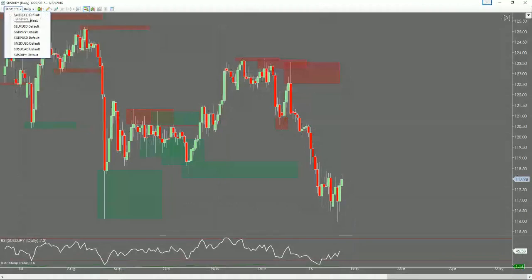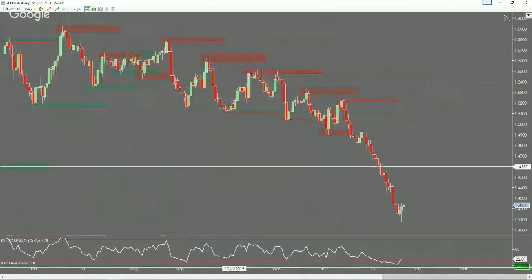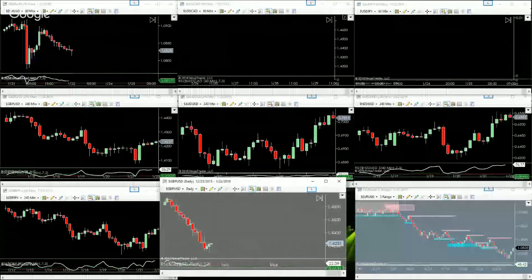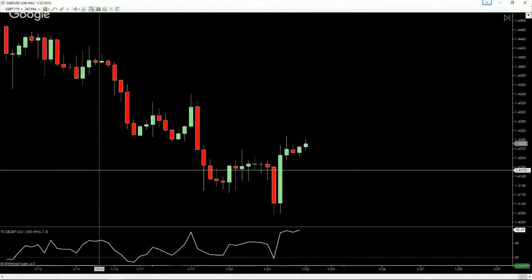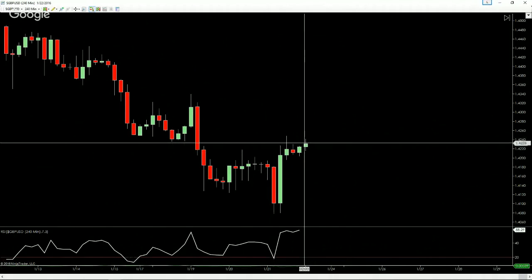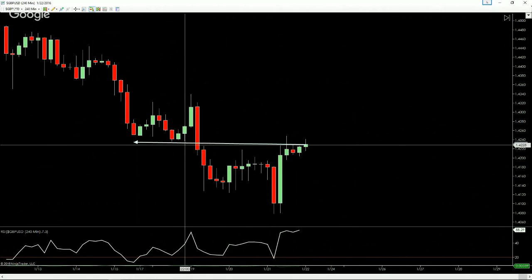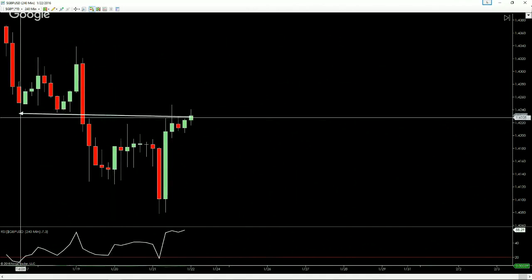Let's go to pound dollar. Still the same as yesterday. 240, still bearish. Looks like price had retraced to that previous level of structure right there. Oops, sorry about that. The previous level of structure is right there.